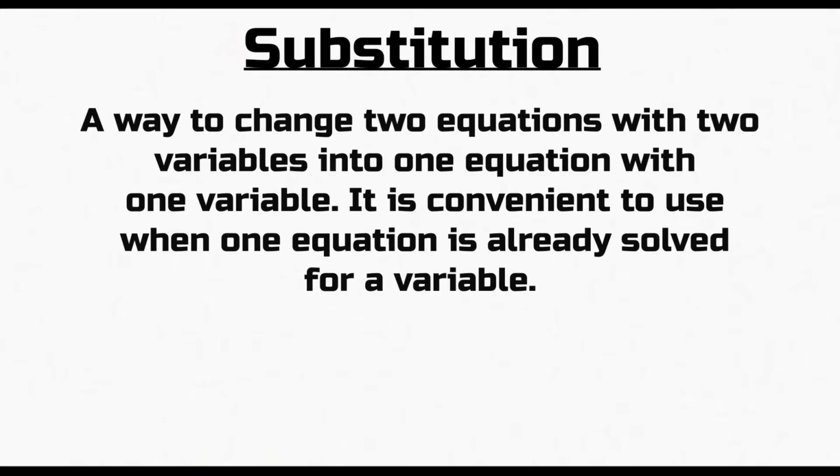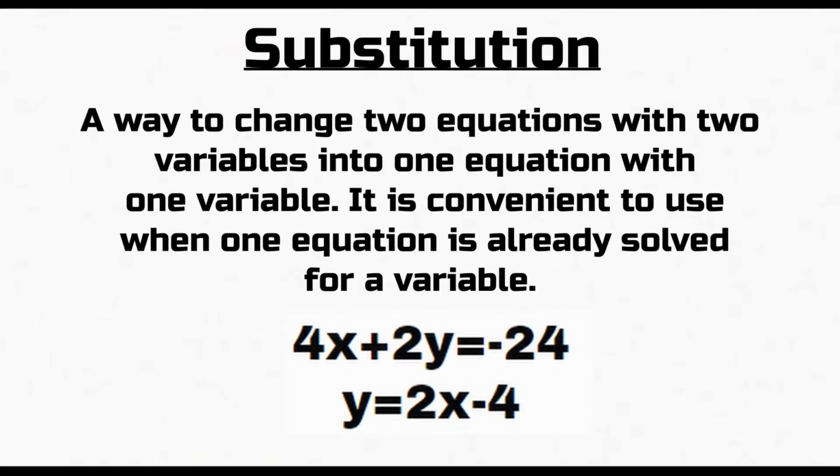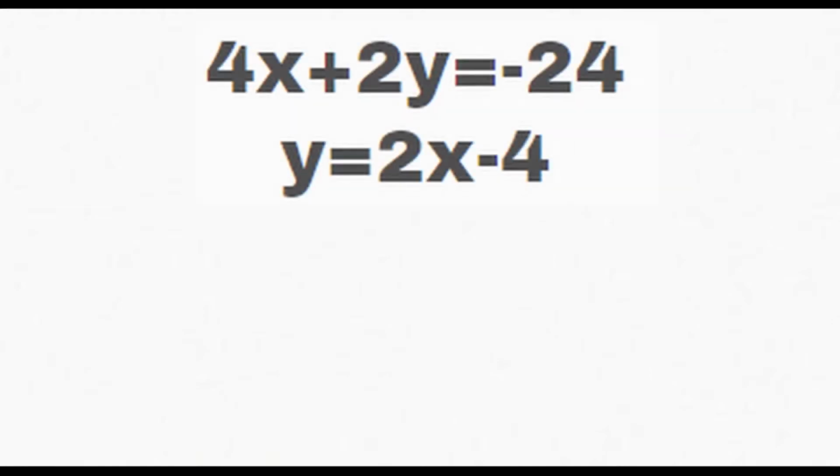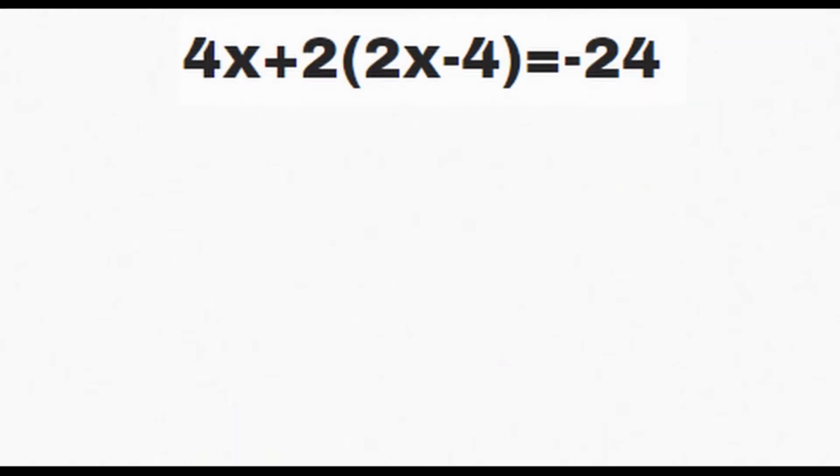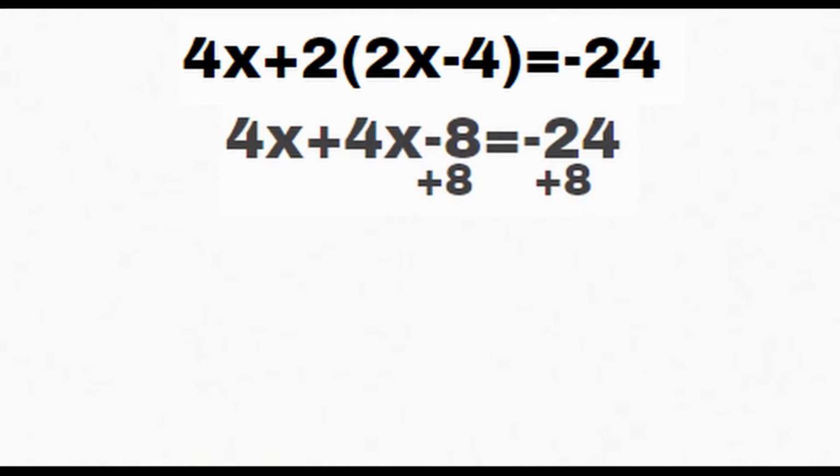The second method is substitution. It is a way to change two equations with two variables into one equation with one variable. It is convenient to use when one equation is already solved for a variable. As you can see in this system, y is defined as 2x minus 4. This means that instead of using y, you can use 2x minus 4 to replace it.